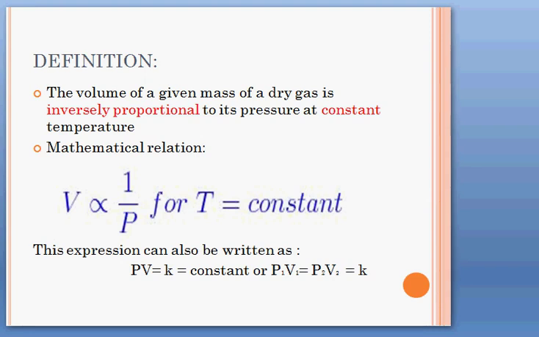The volume of a given mass of a dry gas is inversely proportional to its pressure at a constant temperature. Right? So mathematically, we say V is inversely proportional to 1 by P for T constant, that is, temperature constant. Or you can write it another way: PV equals K, a constant. If we want to calculate the before and after pressure and volume, the relation is P1 V1 equals P2 V2 equals K.